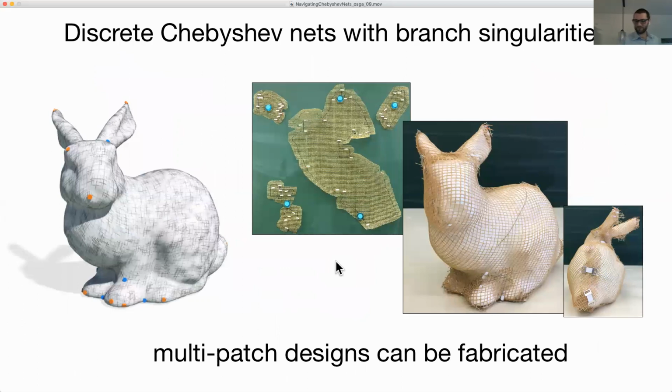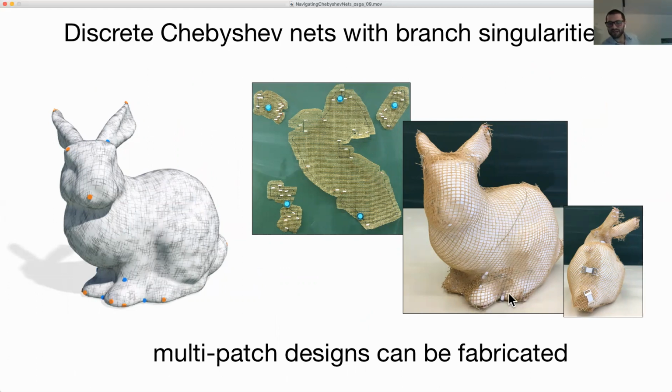So here, for example, is this bunny again. And Albert and I then took this multi-patch design and cut it out into the 5 pieces that we see on the board. 1, 2, 3, 4, yeah, 5 pieces. And then you can stitch it together to get the global solution. So here you see the singularities corresponding here and here, and you get singularities along here.